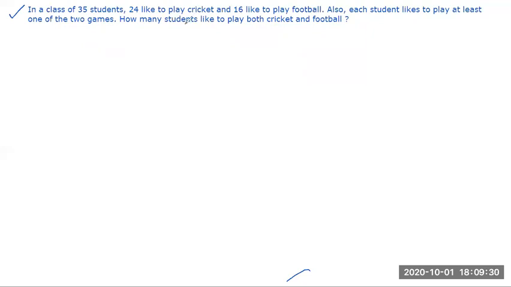So how can we assume? We can assume the students who only want to play cricket could be taken as X. So we will take N of X is equal to only cricket. And for football, I can also take N of Y is equal to 16. Now it says in a class of 35 students, total students are 35, right? Each student likes to play at least one of the games.